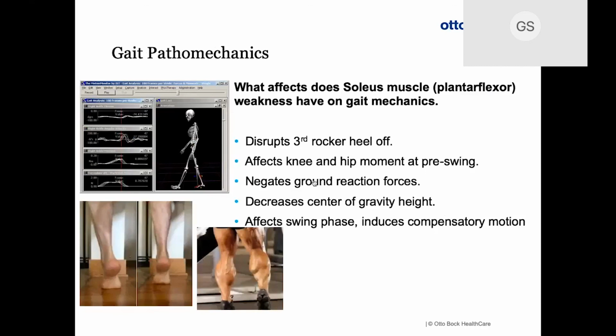So when we look at gait pathomechanics, oftentimes we see this disrupted third rocker, and this really affects not just the ankle, but the hip and knee motion. And so we really want to decrease that center of gravity change and oscillation. So we're really looking at providing an additional amount of support for the soleus muscle.